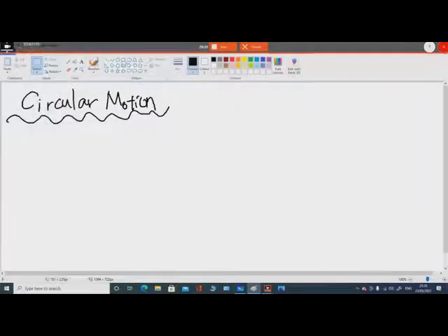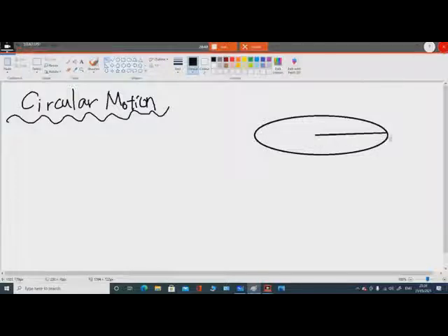Okay, let's proceed to the horizontal circular motion. So let's say this one is a string. So this one will be our string here. Consider we are standing in the center of the circle. So at the end of the string there will be an object which is denoted as mass m.